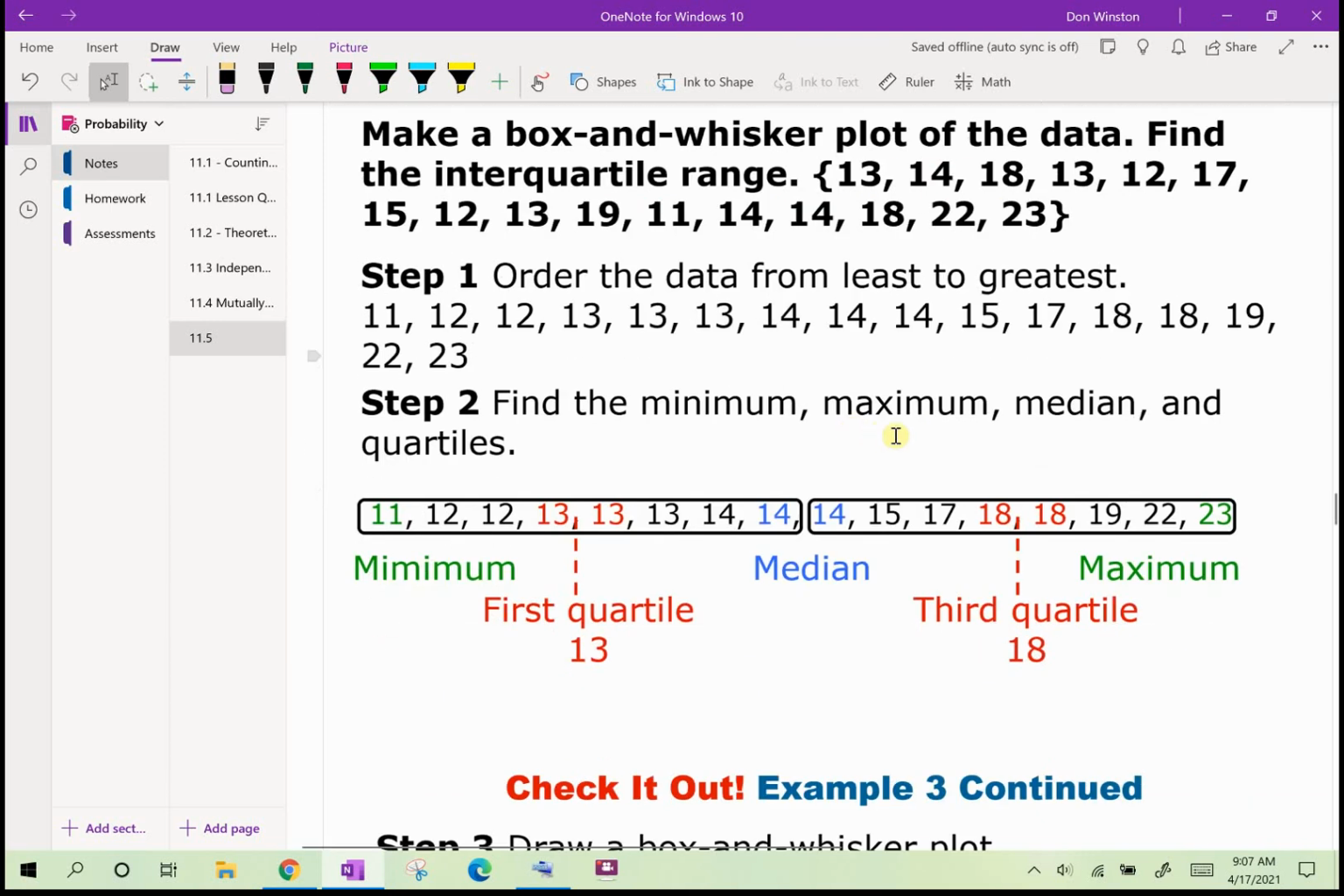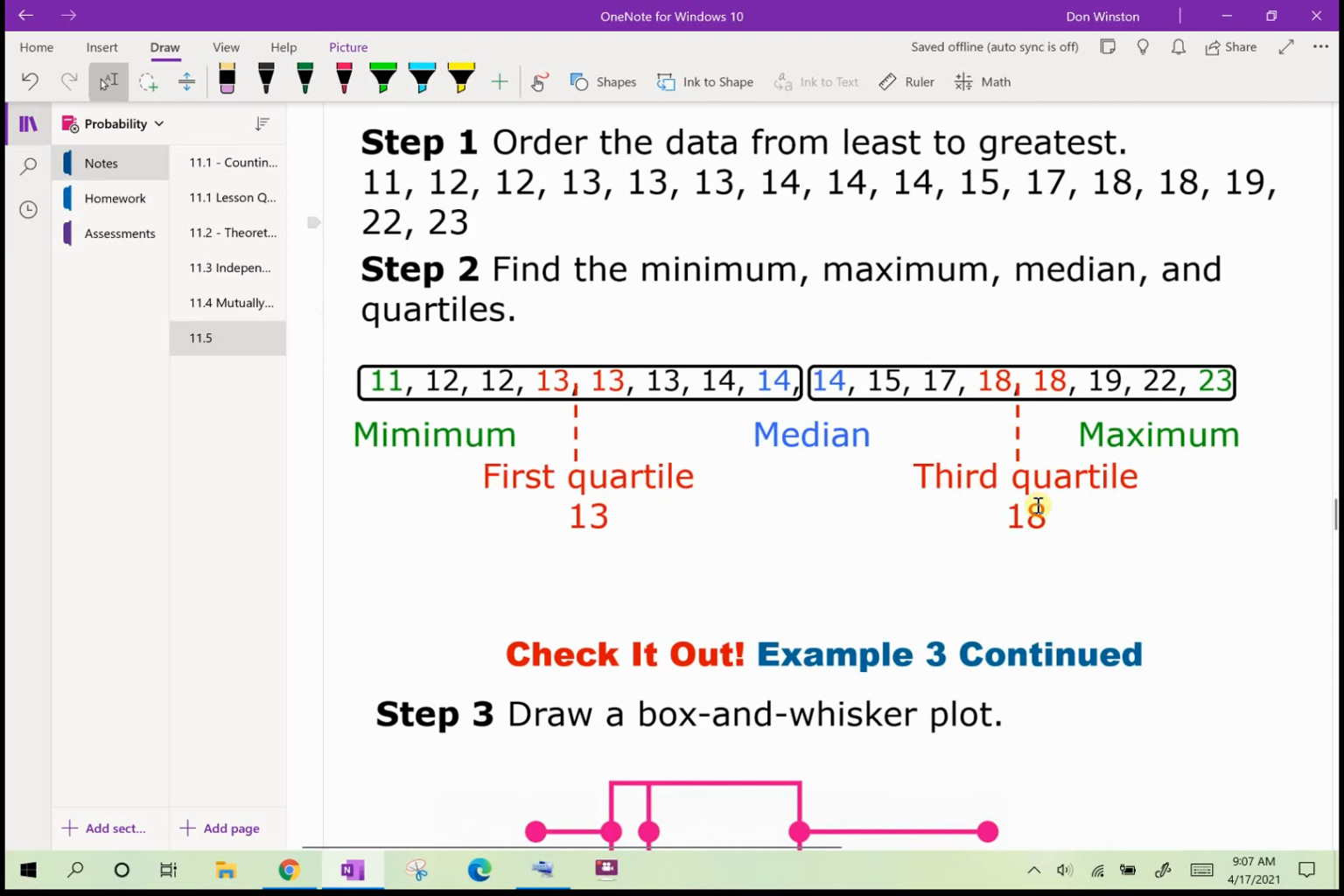Okay, we have an even number of items, right? So 1, 2, 3, 4, 5, 6, 7, 8. We have an even number of items. So in order to find the median, we would have to average the two numbers right in the middle. 14 and 14 gives us an average of 14.